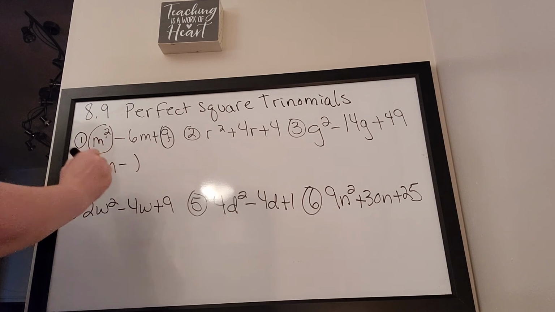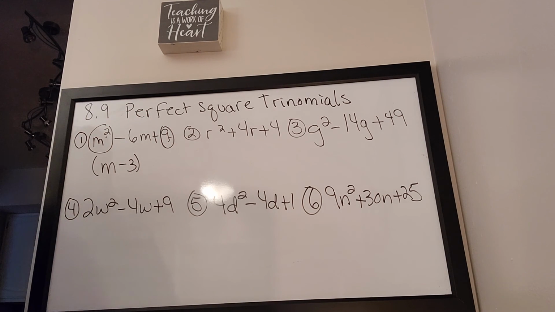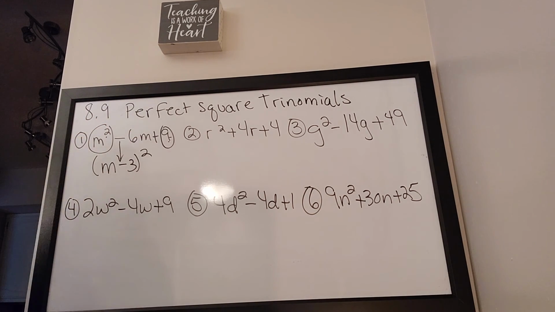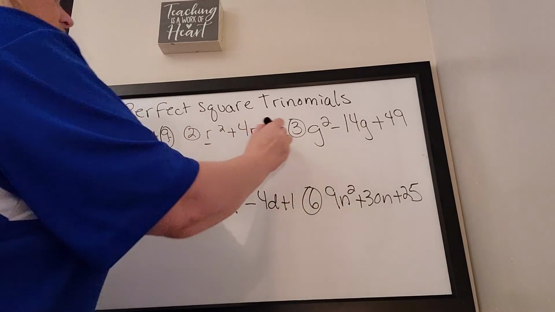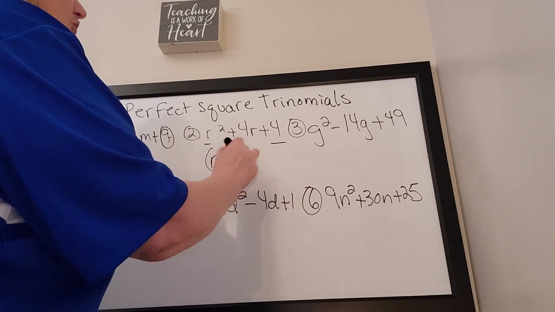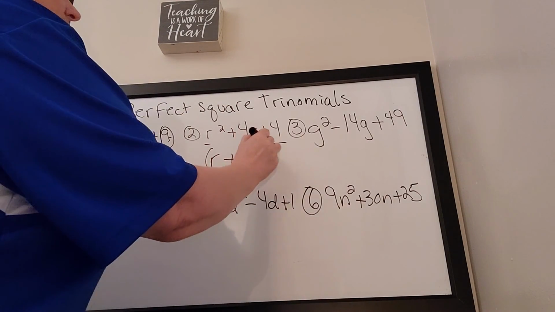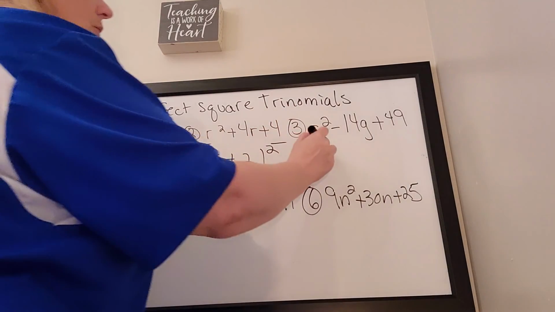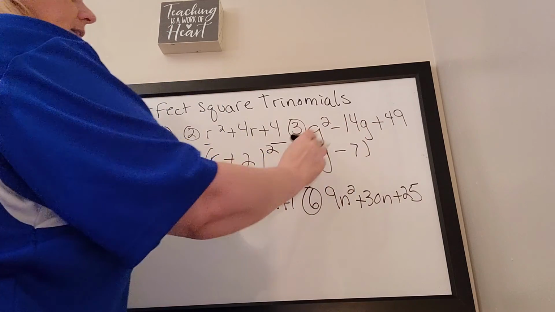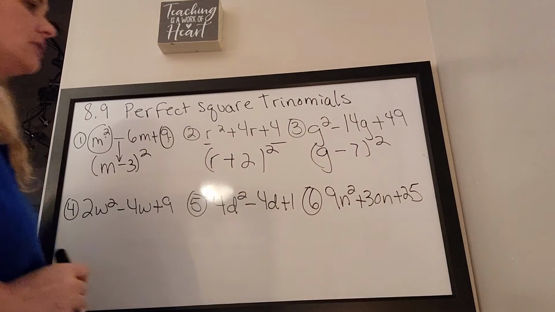So the answer when we factor is going to be the square root of the first, the square root of the last, a subtraction in the middle if that's subtraction, and squared. Perfect square, perfect square. The square root of the first one is r. The square root of the last one is 2. R times 2 is 2r times 2 is 4r. So that works. Square root of the first, square root of the last. This times 2 is 14g. So that's how we do it, just squared.